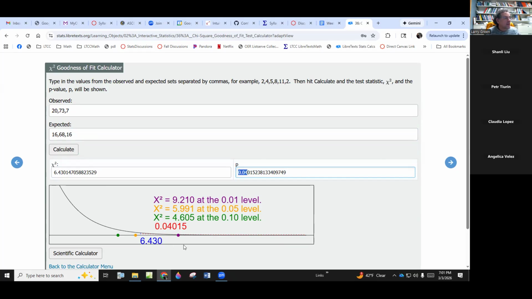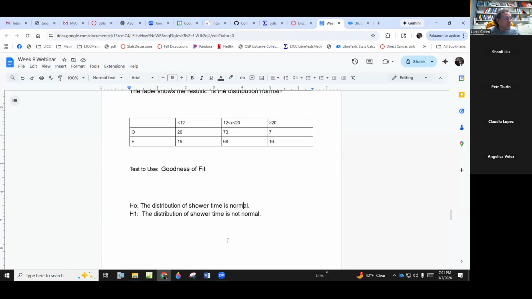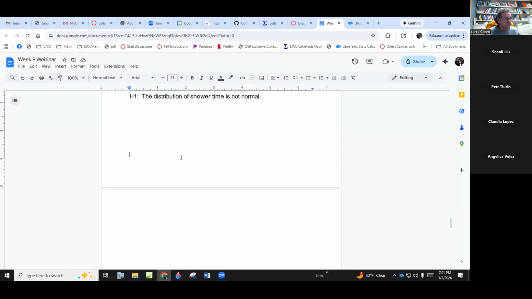Okay. And again, if we think about this, this is shower time. 0.05 is probably about the right thing to do, but we're just going to use the right wording. So here's what we can write.